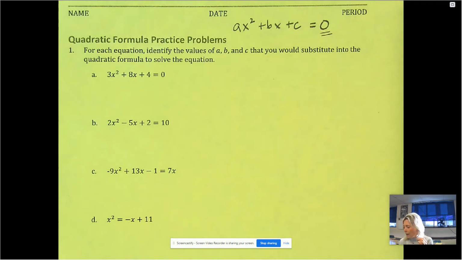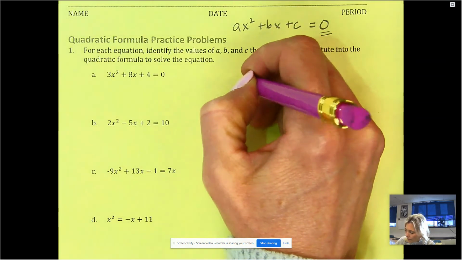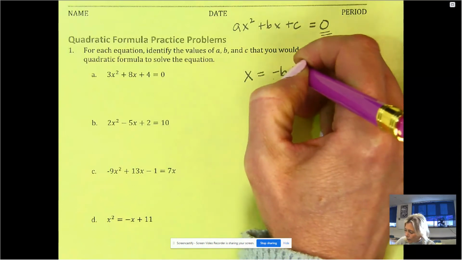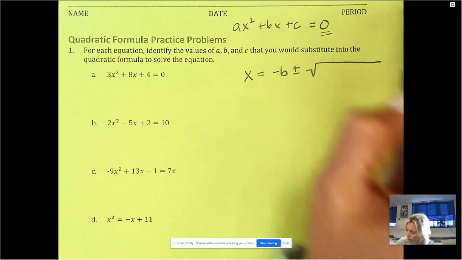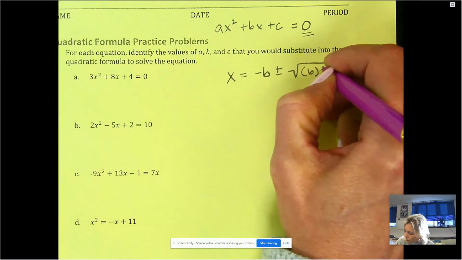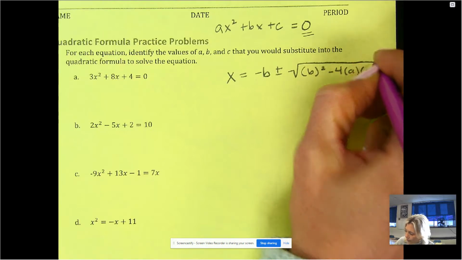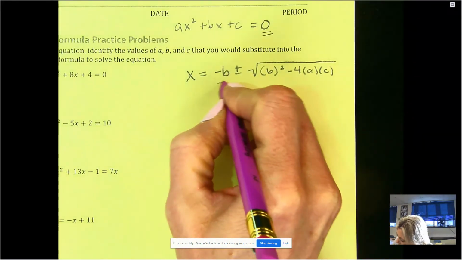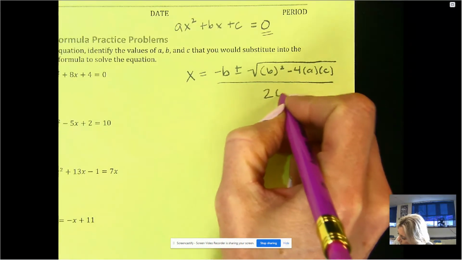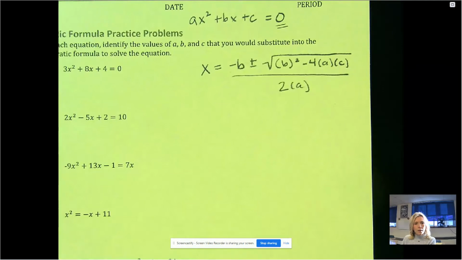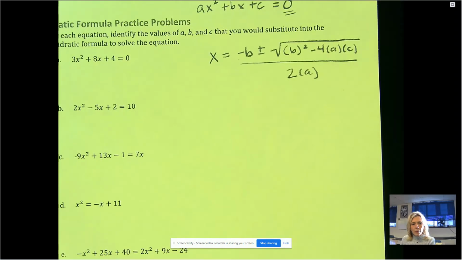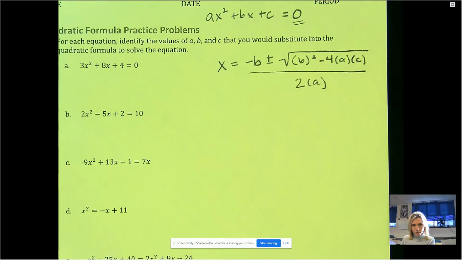And then just to review, that formula is x equals negative b plus or minus the square root of b squared minus 4 times a times c, that whole thing divided by 2 times a. Okay? So in this number one problem, all you're doing is deciding what the A, B, and C values are for each equation. But before you can do that, again, the equation has to be equal to 0.